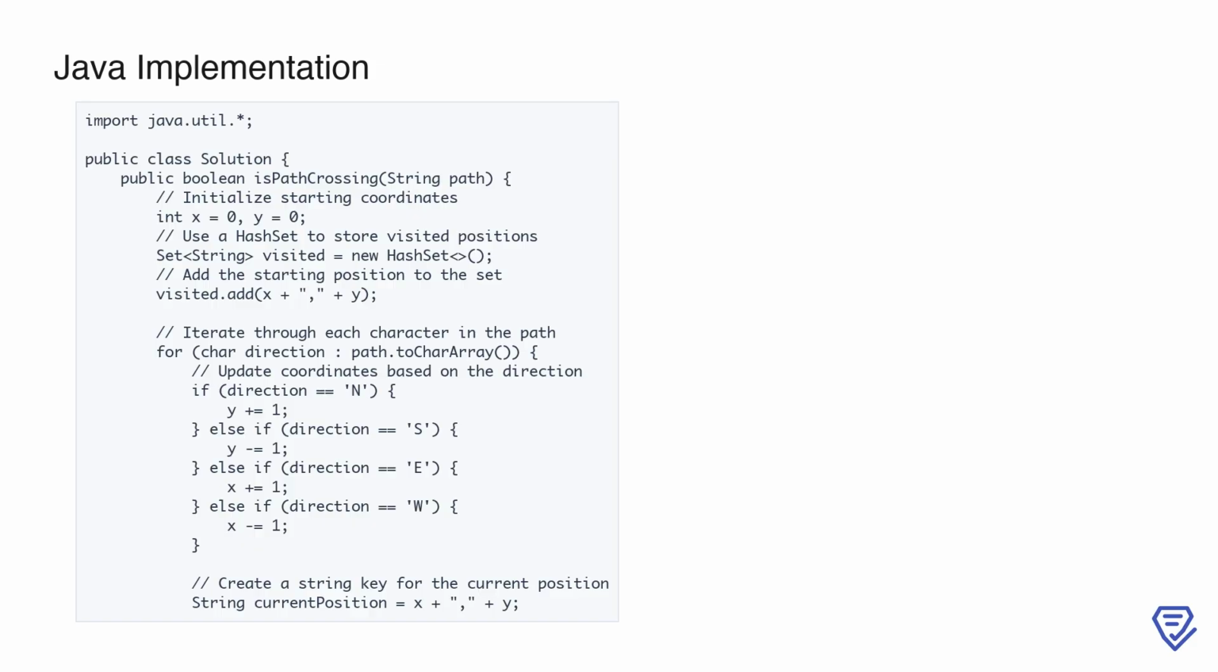Next, we iterate through each character in the path string. For each direction, we update the x or y coordinate accordingly. For example, moving N increments y by 1, while moving S decrements it. Similarly, E increments x, and W decrements x. Each new position is then converted into a string key using the format "x,y", which will help us track it within the hash set.